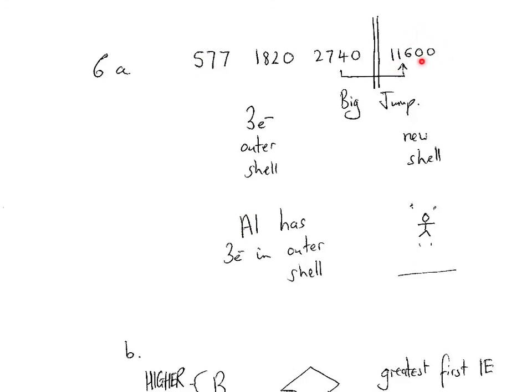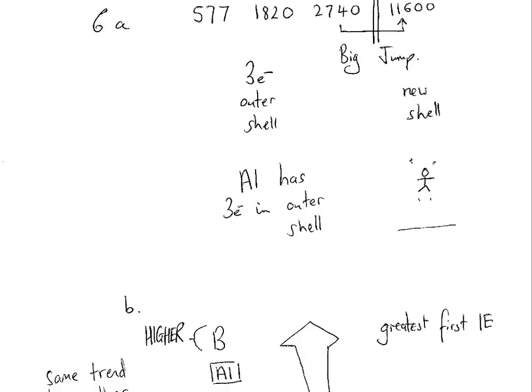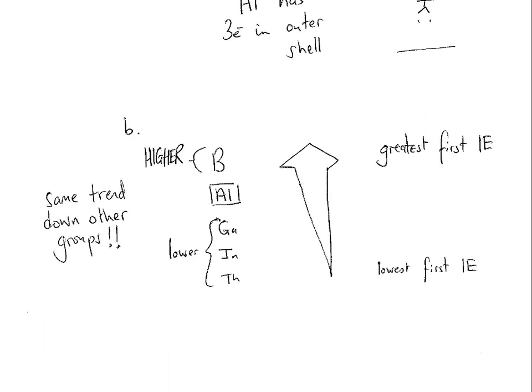This is a much bigger number because it's in a new shell closer to the nucleus, hence much more difficult to remove. And there's a man jumping high, the big jump between different levels. And finally, identify another element in the same group as X, that is aluminium, remember X, and explain how its first ionization energy would differ from X.